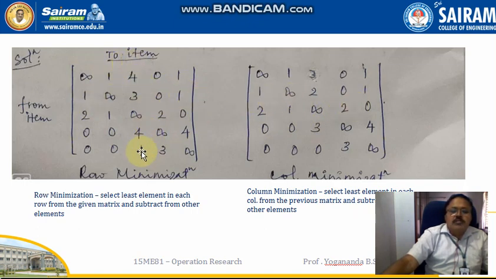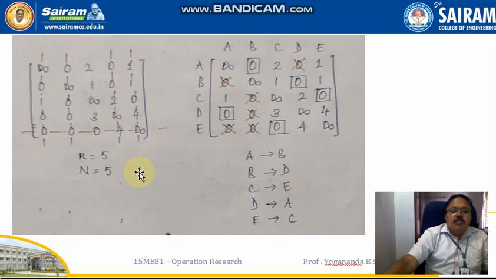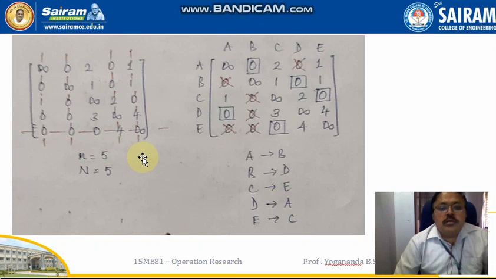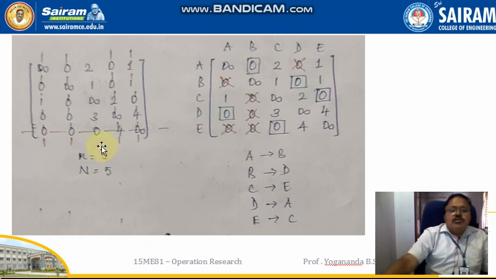Only in the third column we don't have zero, so the lowermost cost is 1. So you subtract 1 from the other elements. So 4 minus 1 is 3, 3 minus 1 is 2, and so on. So we are getting the column minimization matrix. Then draw the minimum number of horizontal or vertical lines to cover all the zeros. The number of lines drawn here will be 5. Size of the matrix is also 5 here. So go for the assignment now.